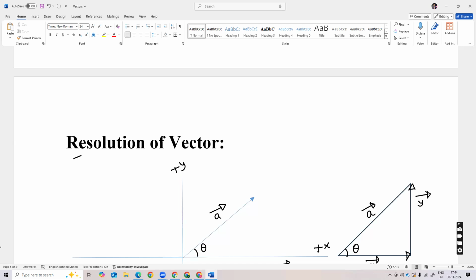Okay, so if you want to resolve any vector, you should have the knowledge of basic trigonometry. Therefore the table of sine theta, cos theta, and all other trigonometric ratios must be known to you.